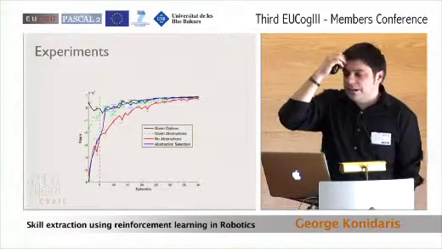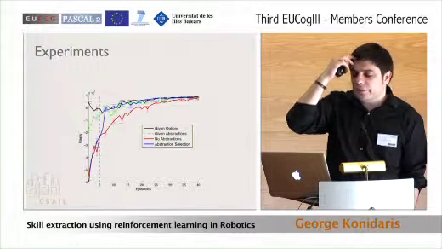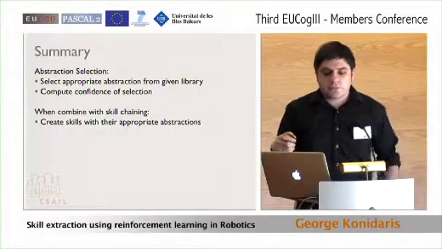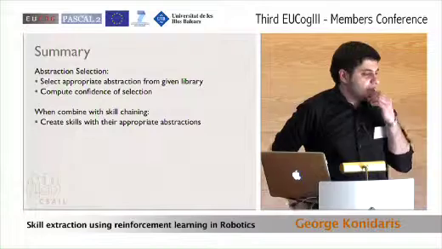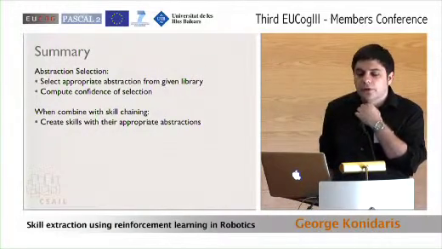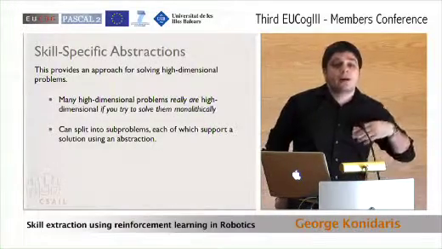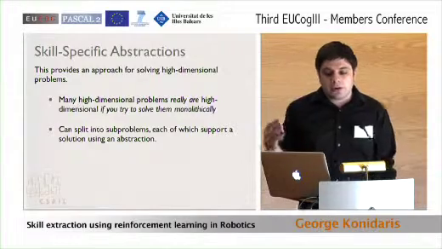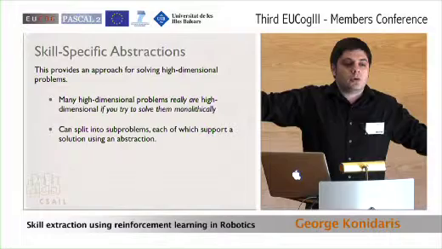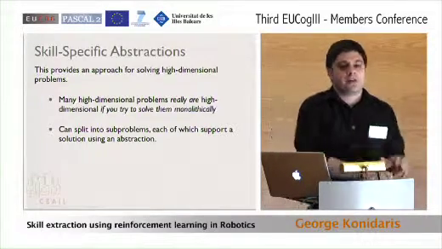So what's interesting about that is the ability to combine skills with the appropriate abstractions. So this, I think, is part of one of the key things that's going to potentially make learning reasonable. This is an approach for solving high-dimensional problems. Right? Many problems really are high-dimensional if you take them monolithically. Right? If you try and solve the problem of getting through your whole day as one problem, you really do require many hundreds to possibly thousands of variables.